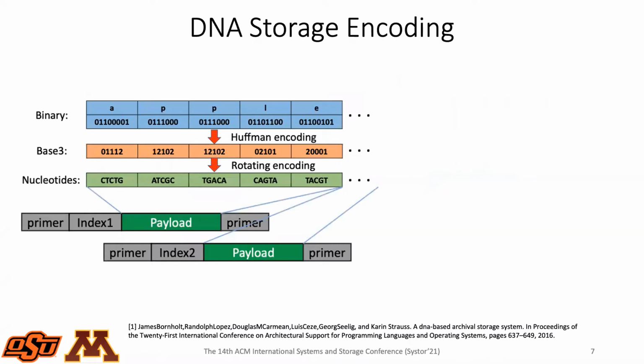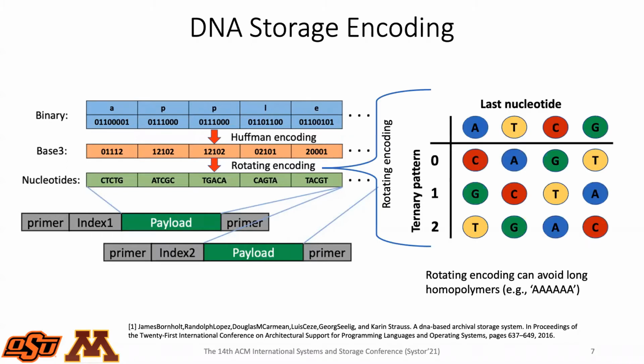Here is one example of DNA storage encoding. In that paper, people use binary data, and then according to Huffman encoding, they convert the binary data into base 3 values. After that, they use a rotating encoding to convert the base 3 values into nucleotides, or DNA format. Then they chunk the data into small chunks, and also add a primer, index, or other metadata information to the payloads.